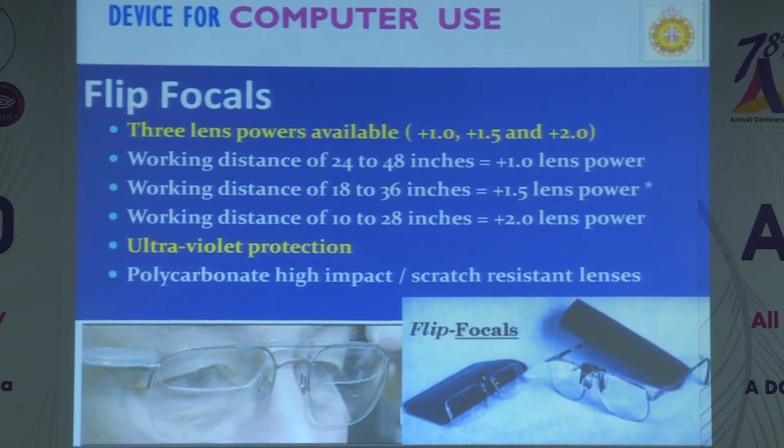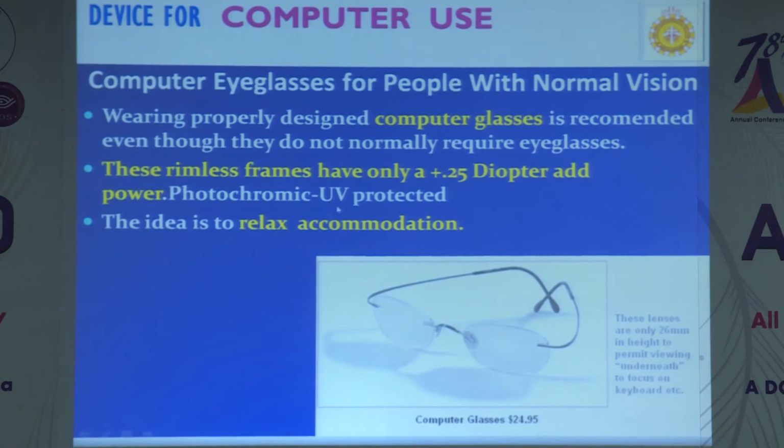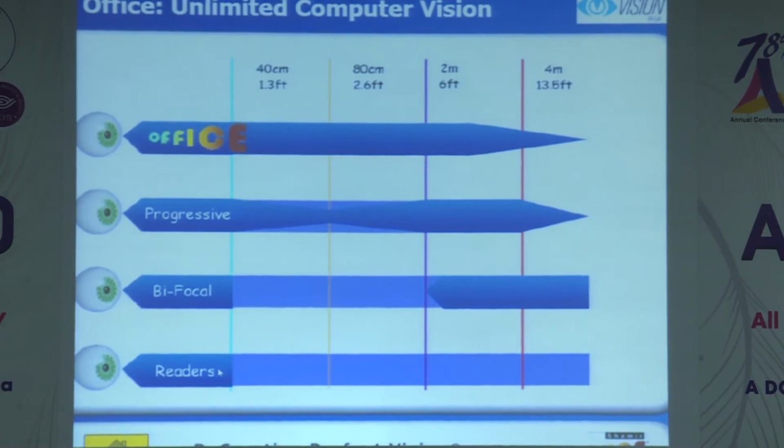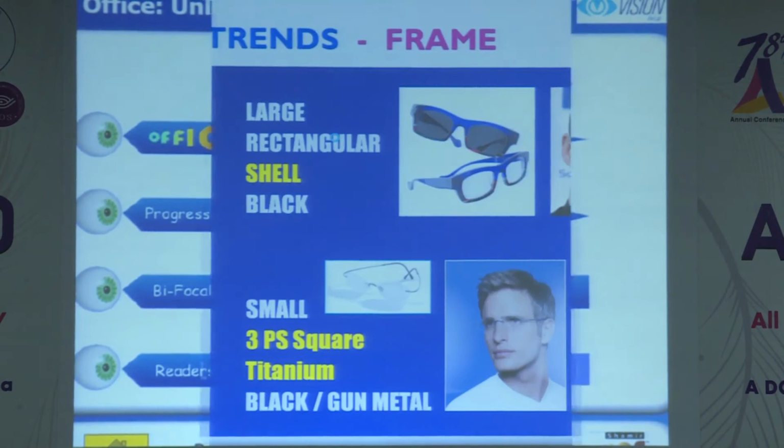Normal people, even without any refractive error, can have a normal glass with 0.25 diopter power, with a photochromic and UV protector coating. That will give some relaxation from accommodation and eye strain will be reduced. So for computer use you can have a simple reading glass, which is very simple, or you can have a bifocal but you have to raise your chin, or you can have a normal progressive or an occupational progressive. These are the choices available. What are the trends in frames and lenses?